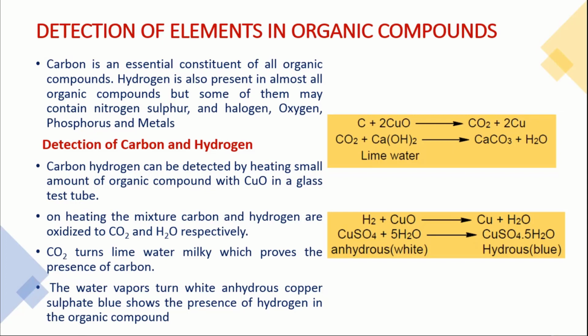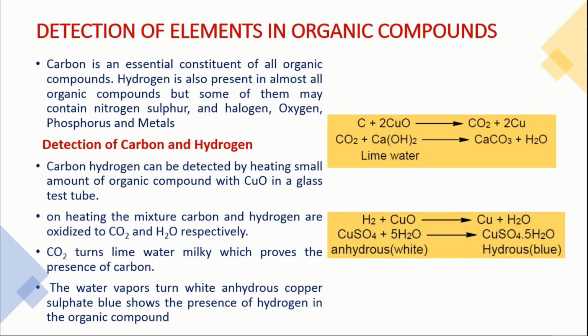On the other hand, the presence of water is confirmed by adding anhydrous copper sulfate, which is white in color. When there is water, it will combine with the copper sulfate and convert it to hydrated copper sulfate, and its color changes from white to blue. So the conversion of white copper sulfate to blue copper sulfate shows the formation of water molecules, and the formation of water is in turn from the hydrogen. So this is the detection that the organic compound contains carbon and hydrogen.